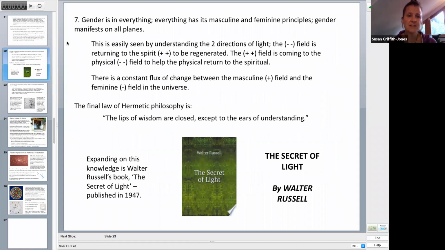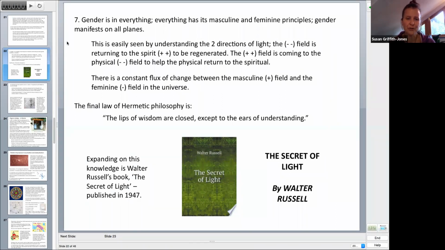And the last, the gender is in everything. Everything has its masculine and feminine principles. Gender manifests on all planes. This is easily seen by understanding the two directions of light. The negative field is returning to the spirit, positive, to be regenerated. And the positive field is coming to the physical, negative field to help the physical return to the spiritual. So there's a constant flux of change between the masculine field and the feminine field in the universe.